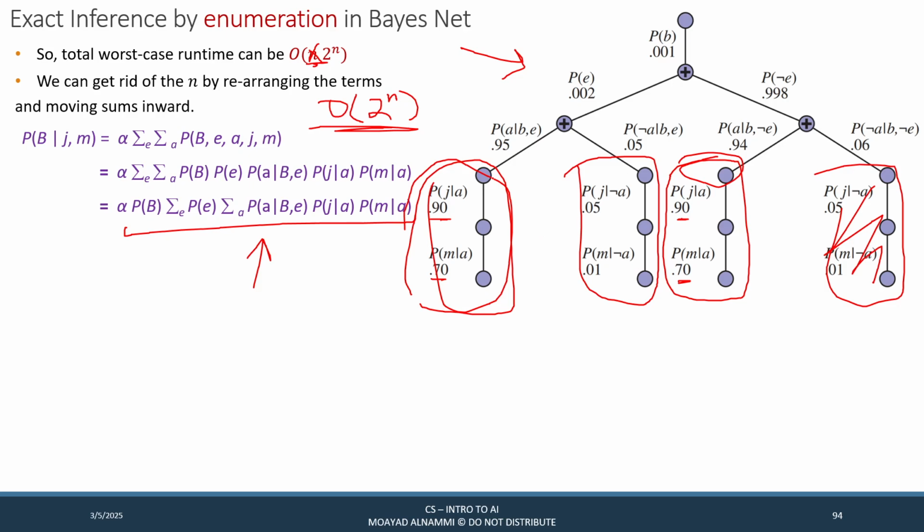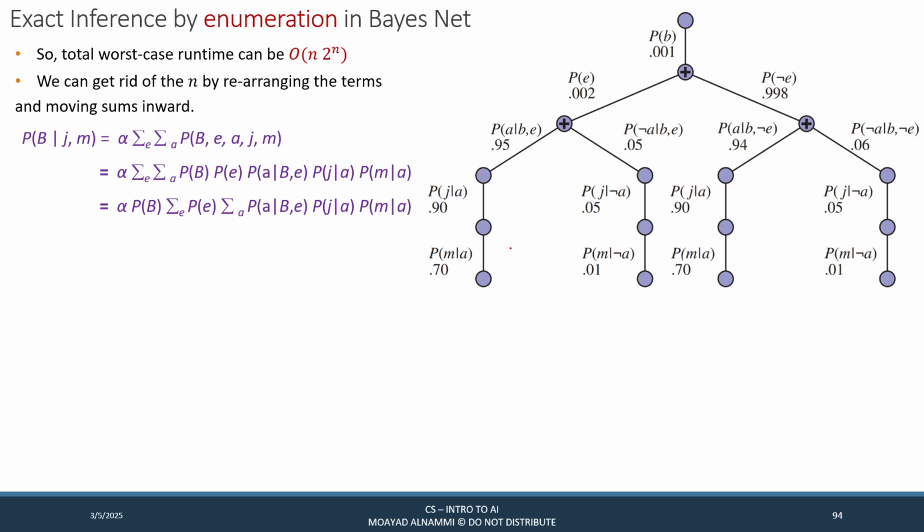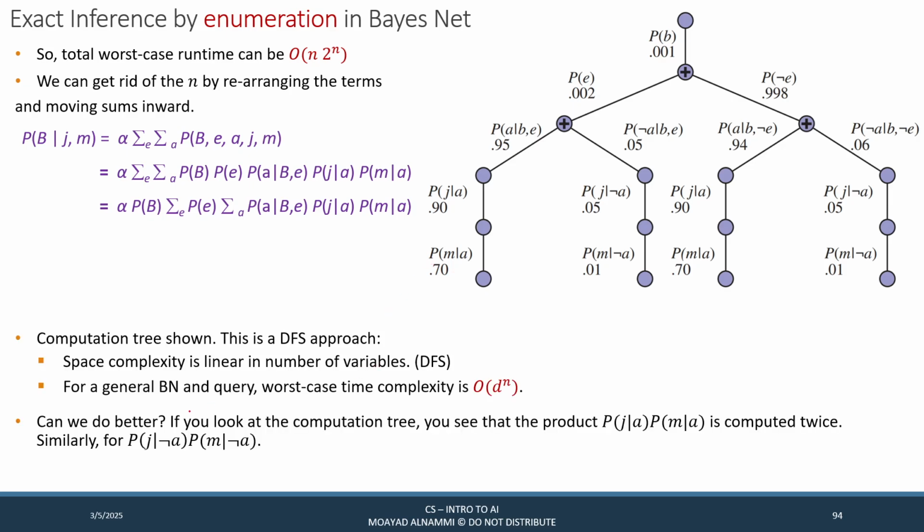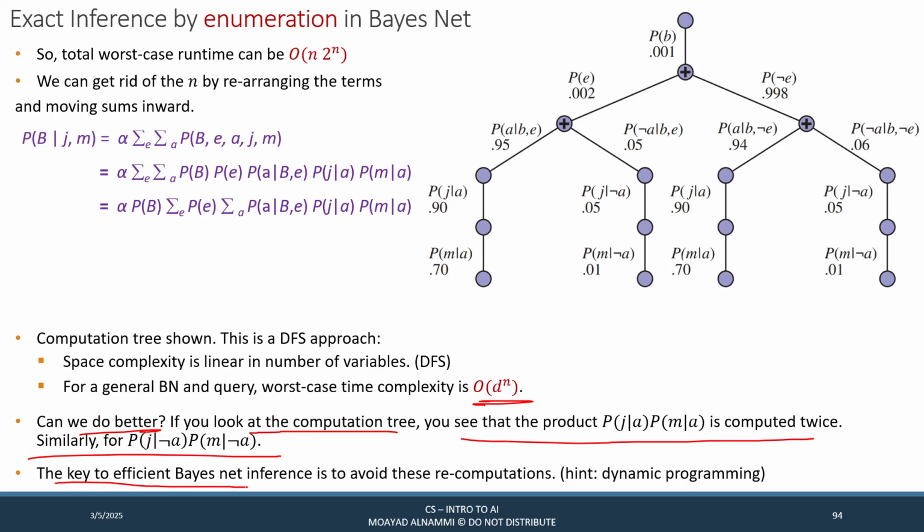So the idea is that in a complex query, especially using a Bayesian network, there's a lot of things that could be computed once, stored somewhere, and then reuse those computations. And this reusing of computation reminds you of something you learned in analysis of algorithms, which is dynamic programming, right? So can we do better than exponential time? If you look at the computation tree, you can see that some products are computed more than once. The key to efficient Bayesian networks is to avoid these recomputations. So I could store computations and reuse them, so I can use dynamic programming for this.